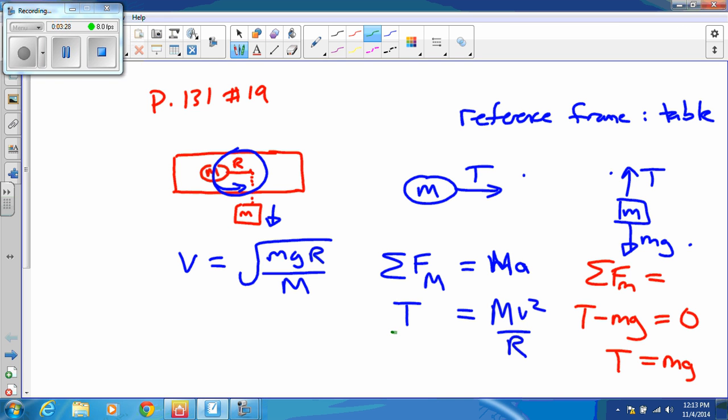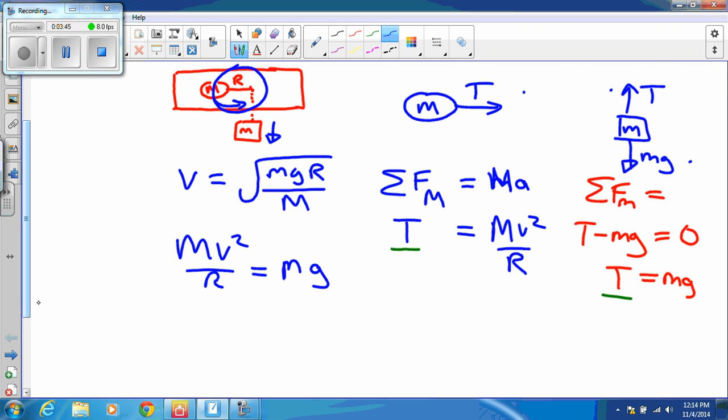Well, here we have it. Tension is equal to one thing, tension is equal to another thing, so those two things must be equal. Mv squared over r is equal to mg. And all of this is just the analysis that we do from free body diagrams and Newton's laws without even trying to solve the problem yet.